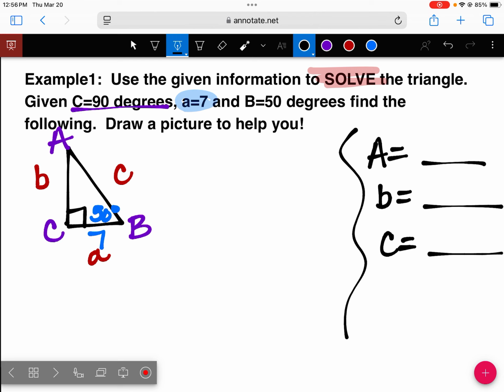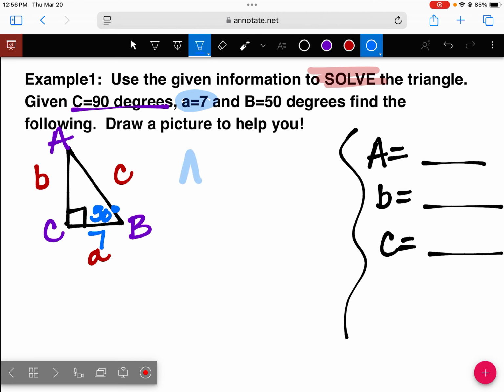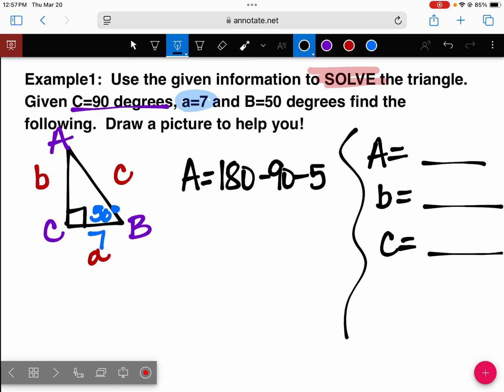All right, so let's start off by finding A. Who remembers, what do the angles inside of a triangle add up to? 180. So angle A is going to equal 180 minus 90 minus 50. So go ahead, figure out what you get when you take 180, and you can use a calculator.